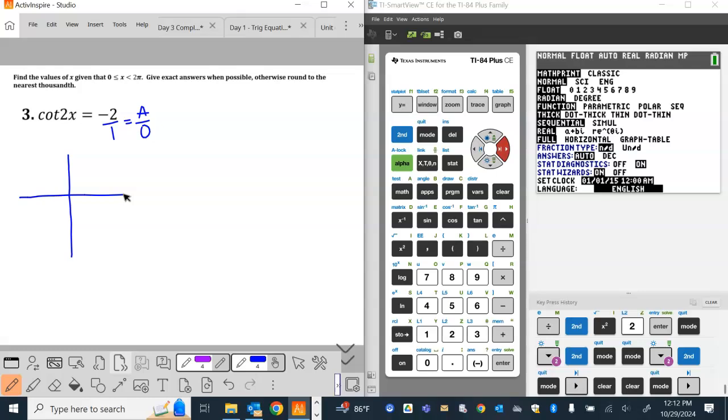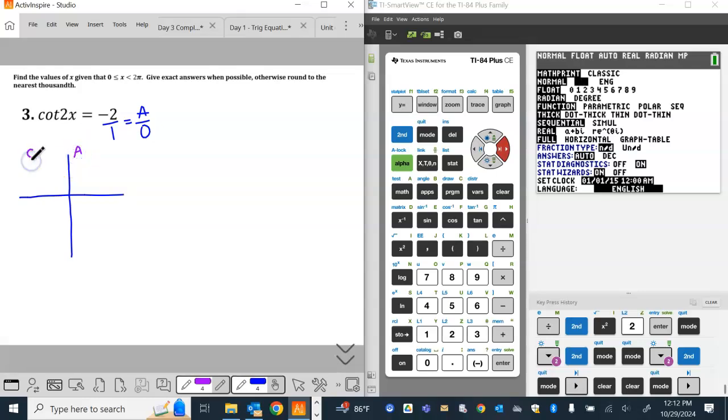Cotangent, so if you're thinking all seniors take calculus, cotangent is negative in quadrant 2 and quadrant 4. So if I'm labeling my adjacent side as 2 and my opposite side as 1, that is not a special right triangle. Because it's not a special right triangle, we're going to think about this as tangent. So we're going to rewrite it as tangent 2x equals negative 1 over 2. I'm switching it because I'm going to have to use my calculator.